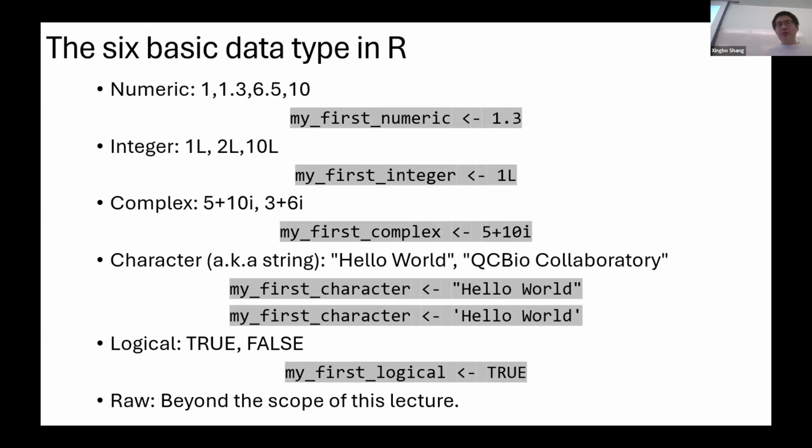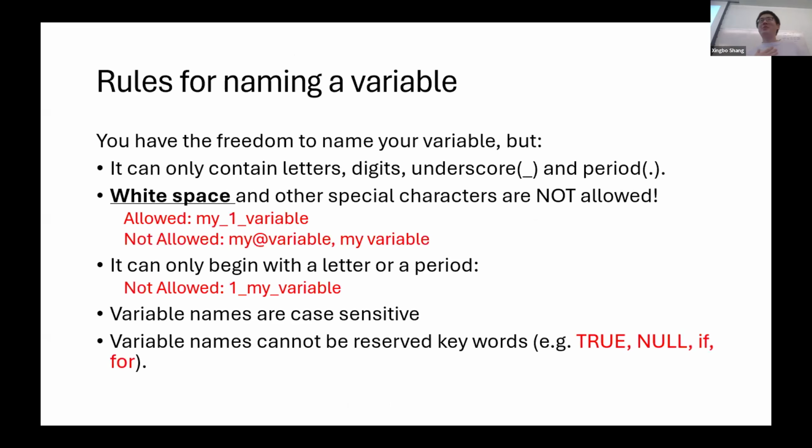And finally, there is a very important but very simple one called logical, or Boolean in some contexts. It's either TRUE or FALSE, and TRUE must be all capitalized. So it's something called a keyword, as we will see later. And finally, another data type called raw. Don't worry, you will never encounter it, I guarantee. To be honest, I only learned raw is one of the basic data types when I was preparing the teaching material for this class. So you wouldn't encounter it.